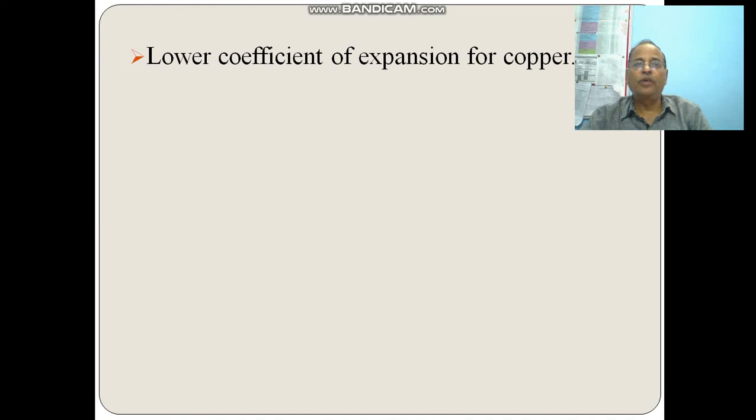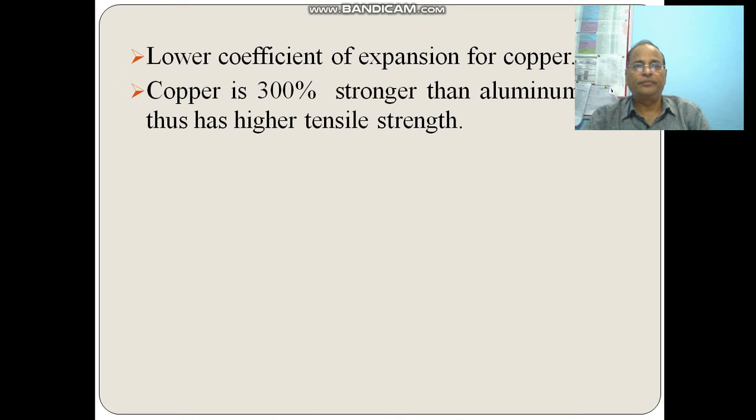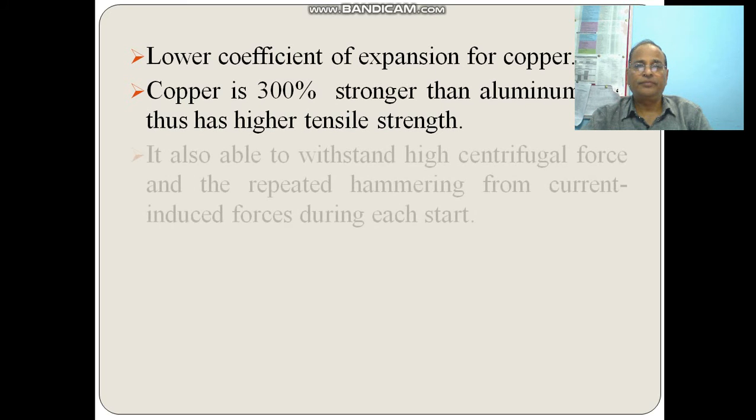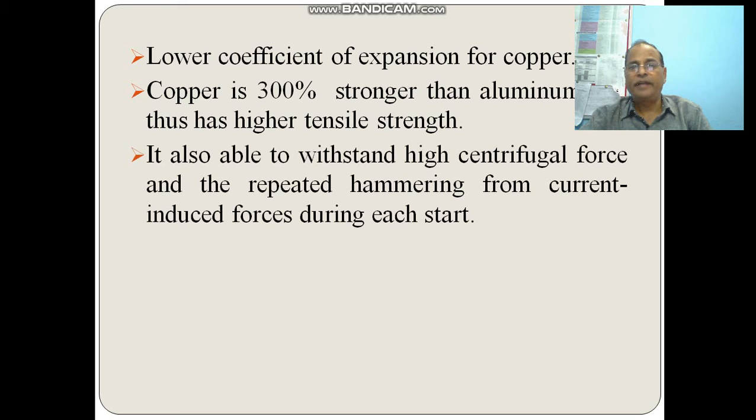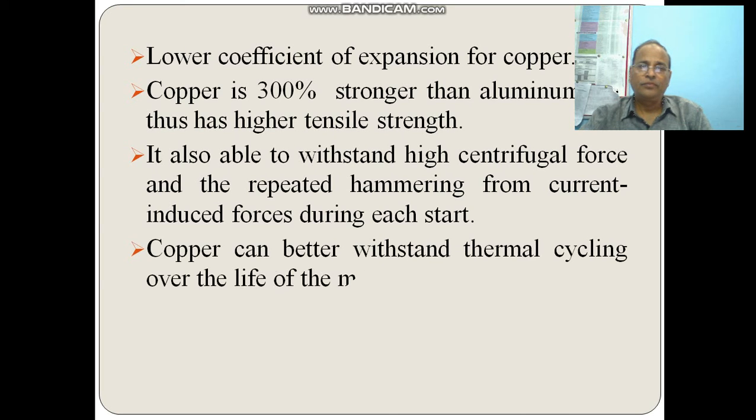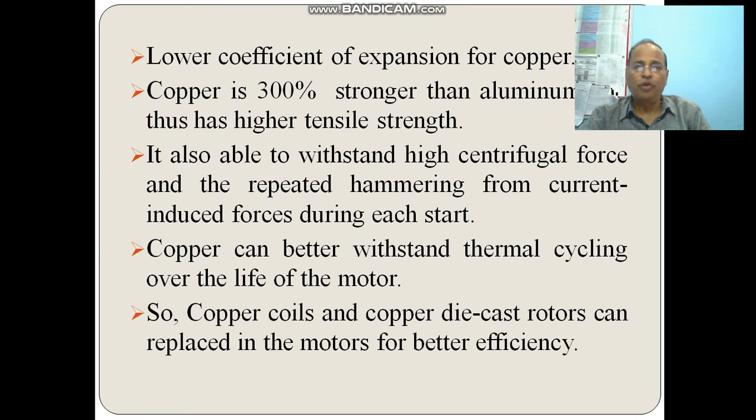Lower coefficient of expansion for copper. Copper is 300% stronger than aluminum, thus has higher tensile strength. It is also able to withstand high centrifugal force and the repeated hammering from current induced forces during each start. Copper can better withstand thermal cycling over the life of the motor. So copper coils and copper die cast rotors can be used in the motor for better efficiency.